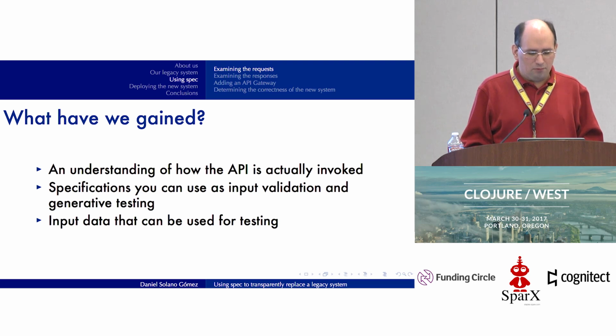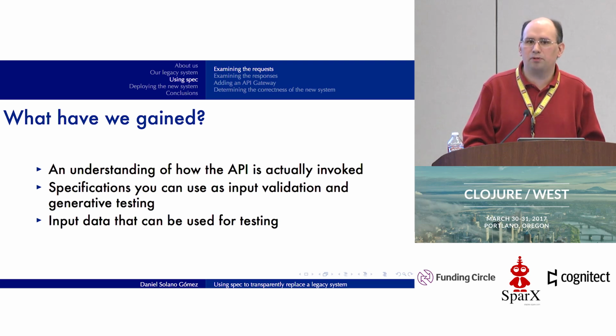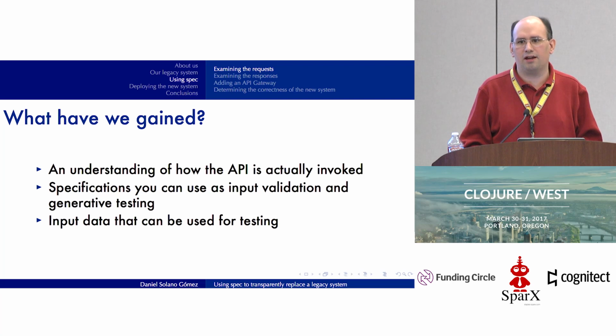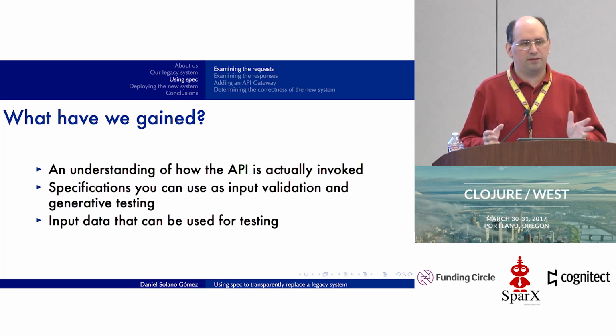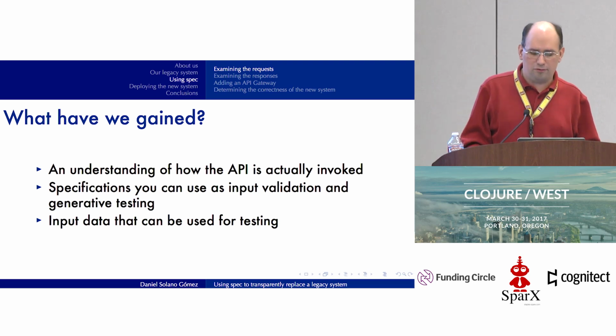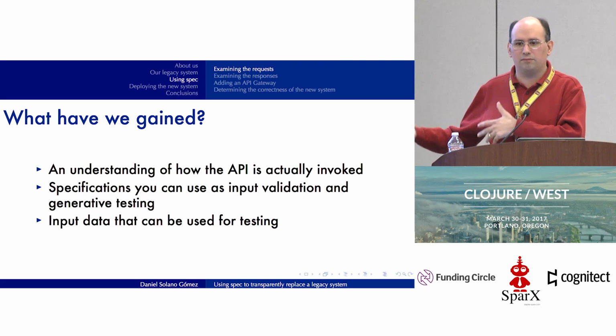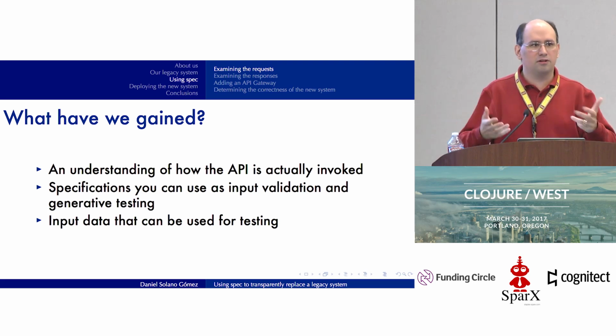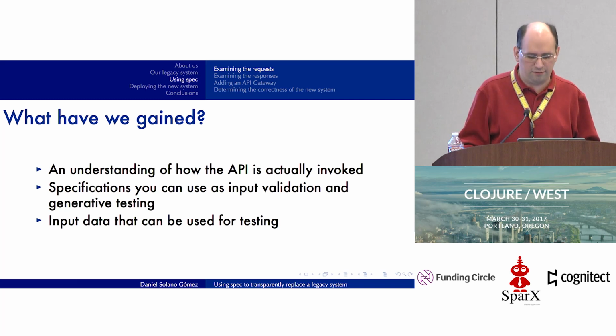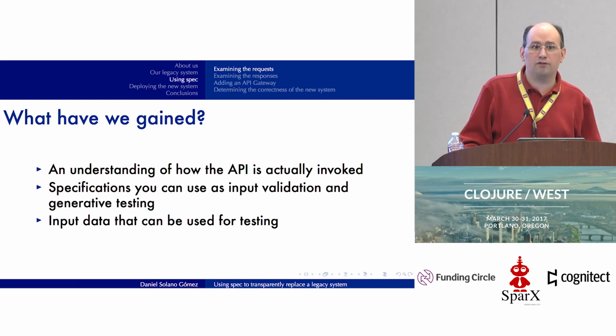So at this point, we should have a pretty good idea of how our API is being used. And more than that, now we have these specifications that we can use for doing things like input validation. We can take these specs and put them into our new system and use this to just validate that the input that we get is valid. If you attach generators to these specifications, now you have a way of just generating inputs for your system, and you can use that for testing.